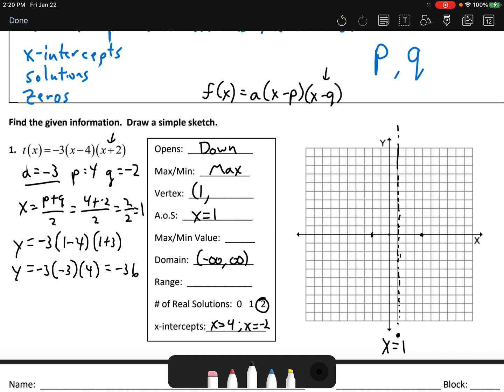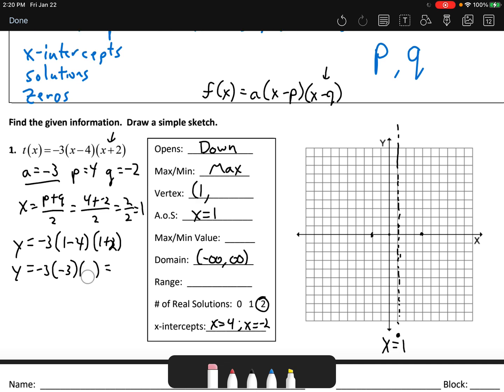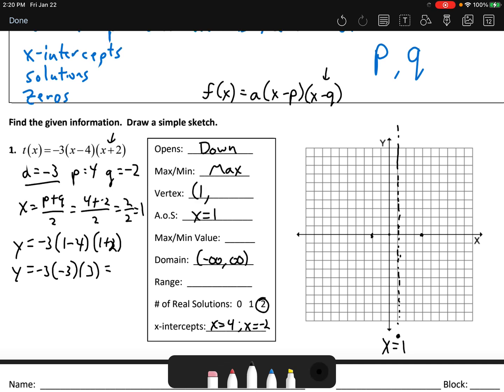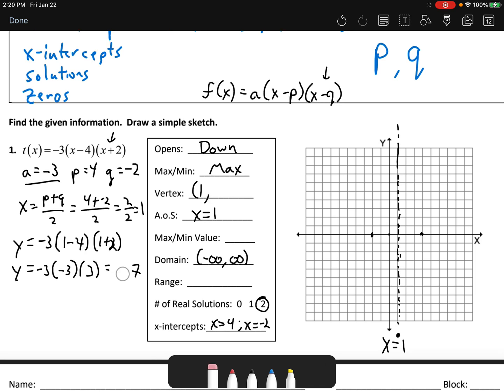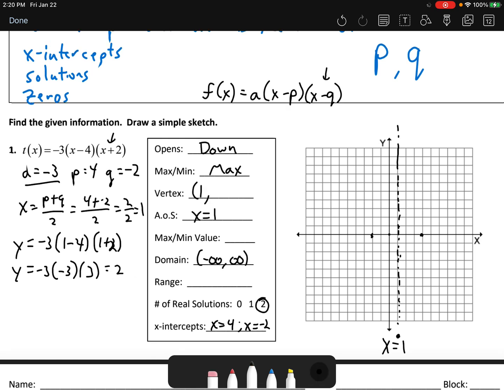P plus Q. 4 minus 2 is 2. 2 divided by 2 is 1. 1 minus 4 is negative 3. 1 plus 2, sorry. It's not negative 36. It's not going to make any difference. Still a big number. Positive 27, sorry. Negative times negative. So it's going to be way up here somewhere, 27. I apologize. So our parabola then is going to look something like this, all right?